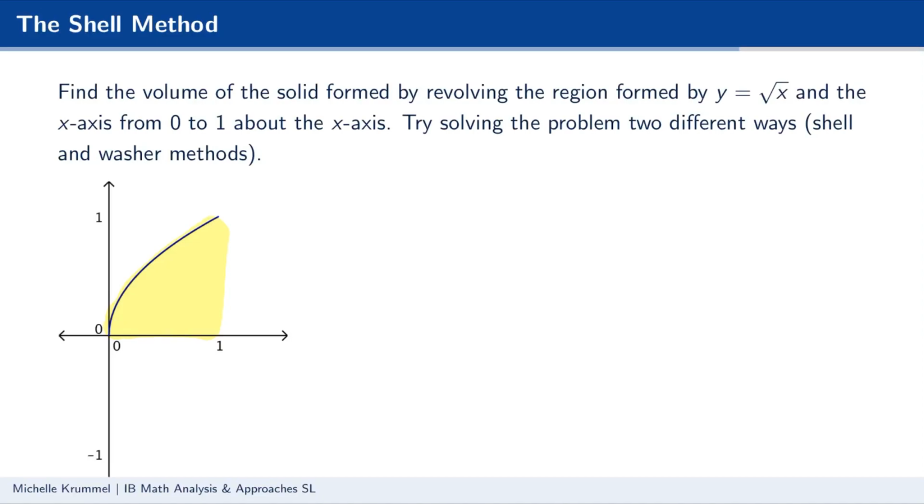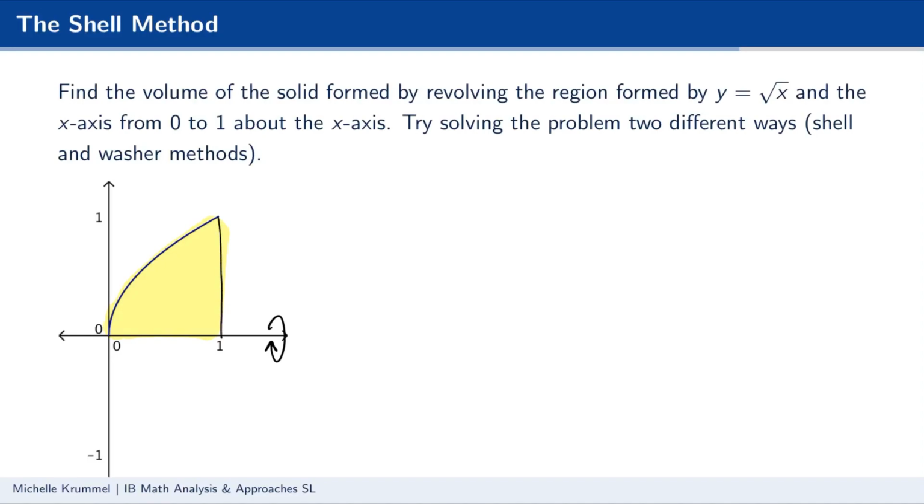And we are going to rotate around the x-axis. Try solving the problem 2 different ways, shell method and washer method. So let's go ahead and use the shell method first, like we did last time. Now, this is the first shell method we've done where we're rotating around a horizontal axis. So remember, when you draw your rectangle, you must draw it horizontally, parallel to the axis of rotation.